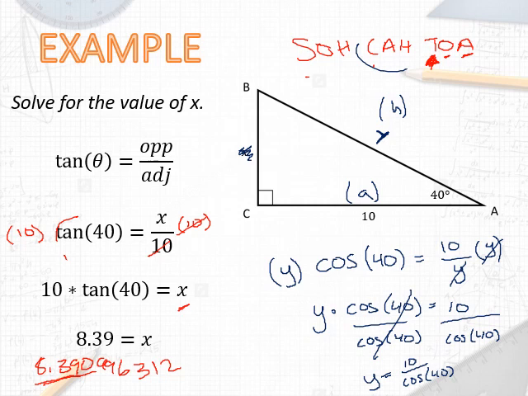All right, and we get 13.054, or 13.05. So we have 13.05, and we had 8.39. If you check that using Pythagoras' theorem, 10 squared plus 8.39 squared plus 13.05 squared, it will almost perfectly be equal. We did a little bit of rounding, so there's a little bit of error in there, but it will almost be perfect.